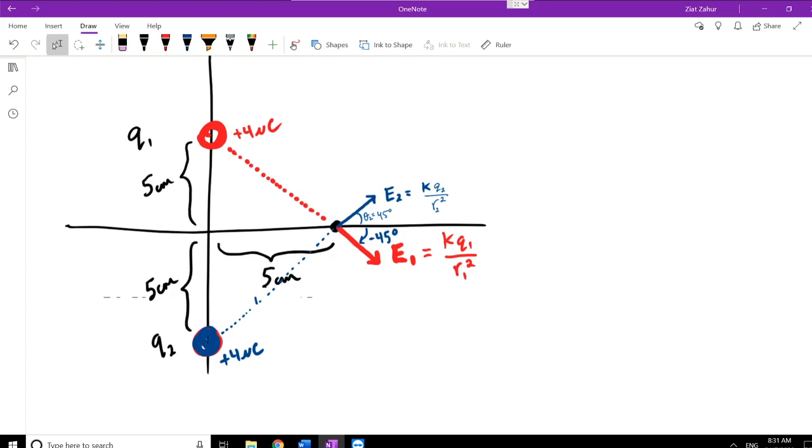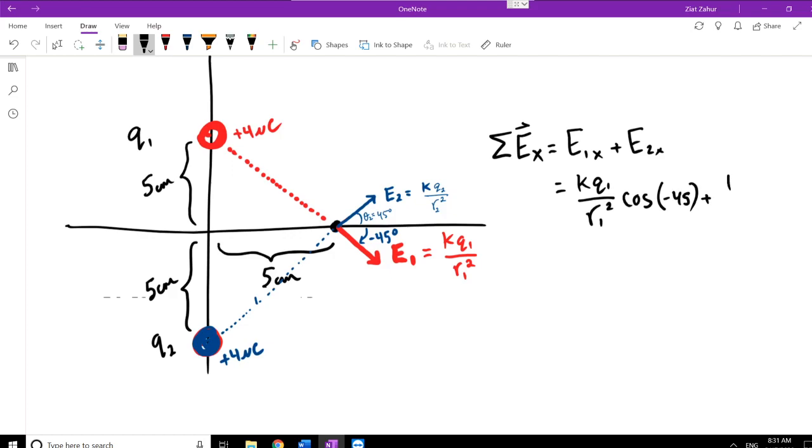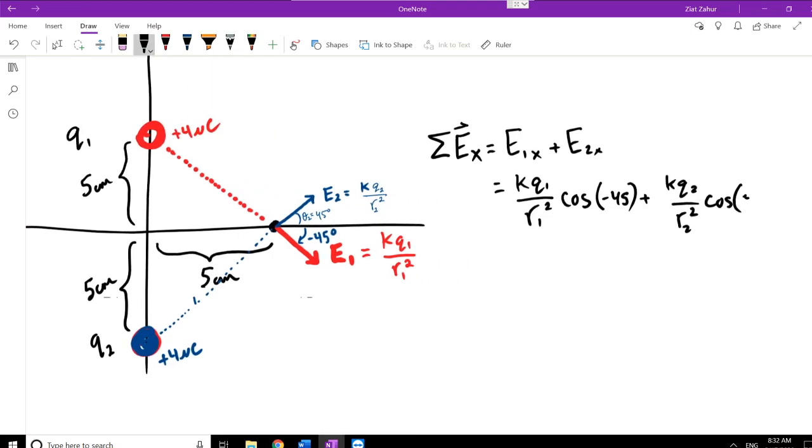All right, so we have two vectors. Technically we're supposed to do components. So we do sigma E. I'll do the long way just so you know the approach every time. But if you can see patterns, then you can definitely work smarter and not harder. Sigma Ex, all of the electric fields in the x-axis. So that would be E1x plus E2x. Okay, so this is equal to K Q1 over R1 squared times the cosine of negative 45 plus K Q2 over R2 squared times the cosine of positive 45 degrees.